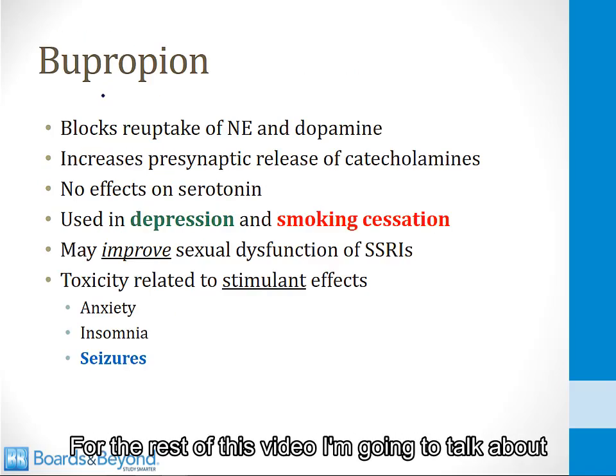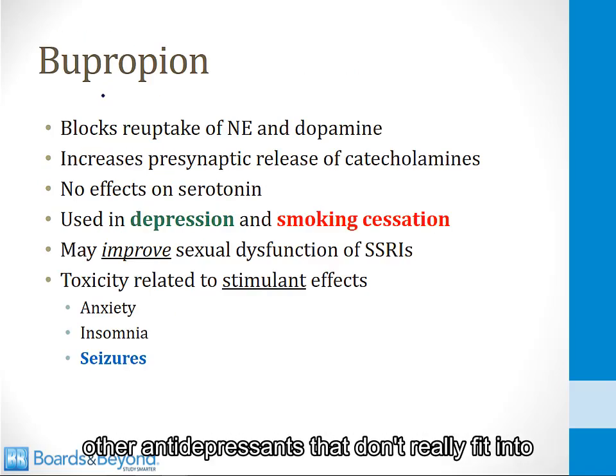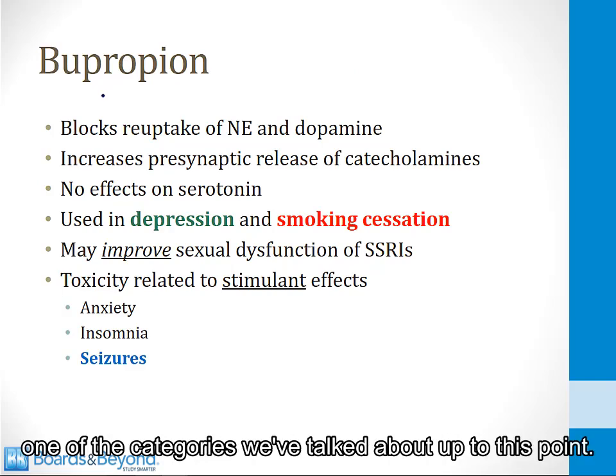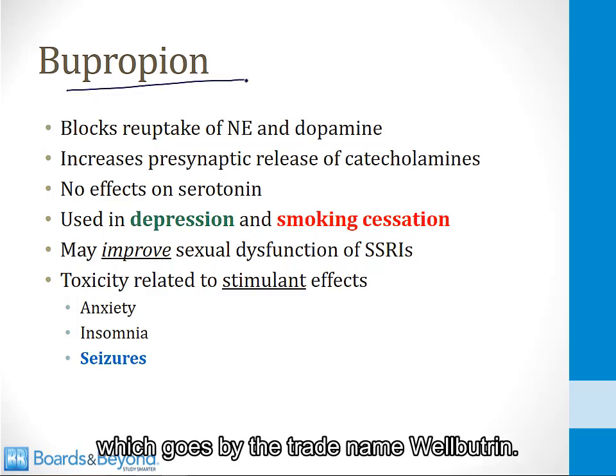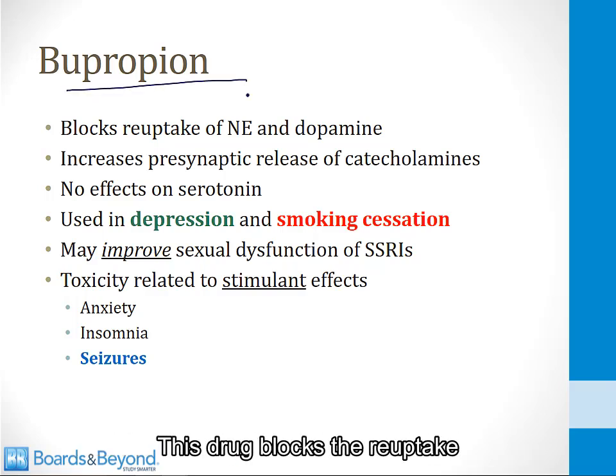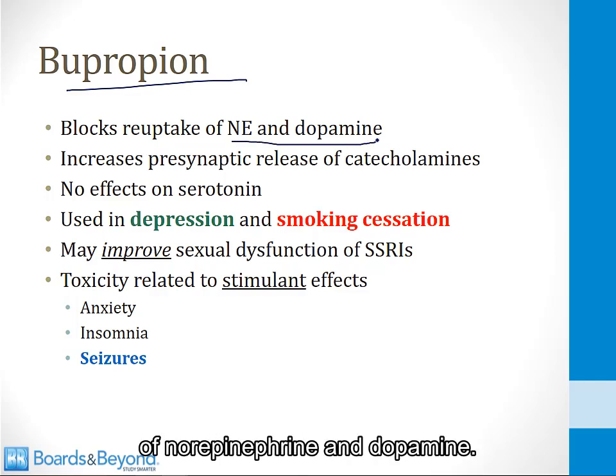For the rest of this video, I'm going to talk about other antidepressants that don't really fit into one of the categories we've talked about up to this point. And the first drug I'll talk about is bupropion, which goes by the trade name Wellbutrin. This drug blocks the reuptake of norepinephrine and dopamine.